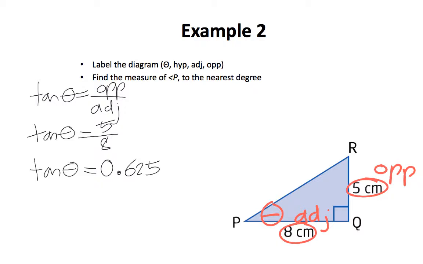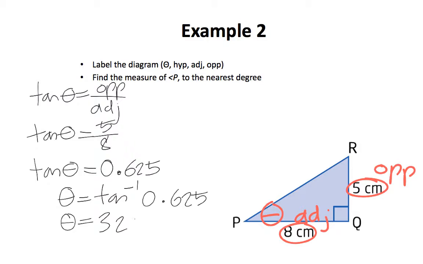0.625. Remember, we want to figure out what theta is equal to, but it is stuck with this tan. So we need to do the inverse function. So we're going to use tan inverse. There's a little -1 in the top right corner. And you're going to need a scientific calculator to do this. And tan inverse of 0.625 is approximately 32 degrees. Let's make a concluding statement. Therefore, theta is 32 degrees.